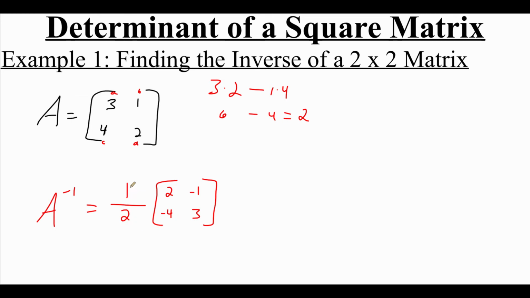Now this is scalar multiplication. We've got this 1/2 out in front. So what I'm going to do is multiply every single entry inside of that matrix by a 1/2. So if I take a 1/2 times 2, I'm going to get 1. If I take a 1/2 times negative 1, I get negative 1/2. If I take a 1/2 times negative 4, I get negative 2. And if I take a 1/2 times 3, I get 3/2. So this matrix right here is the inverse of our original matrix A.